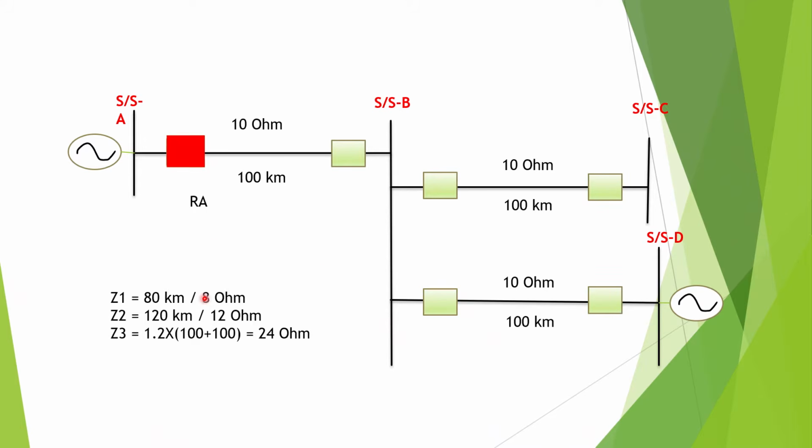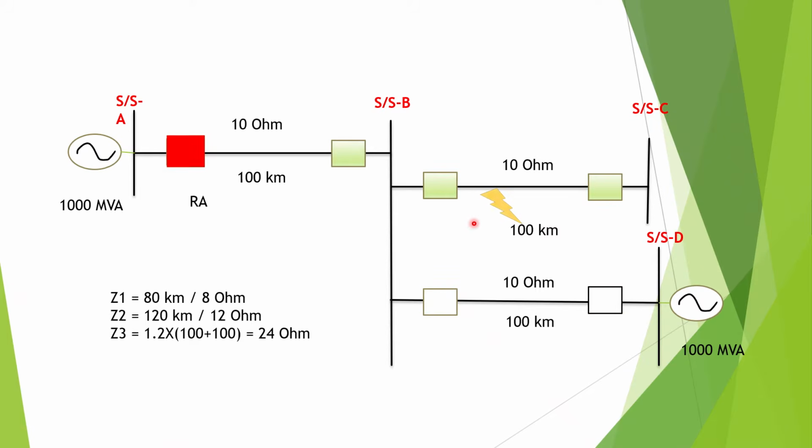So zone 1 for the relay at substation A for line section AB will be 80 kilometer, that is 80% of the line segment, so 80 kilometer or 8 ohm in terms of impedance. Zone 2 will be 120% of the line length, that is 120 kilometer, or 12 ohm. And zone 3 will be 120% of the line segment and the next longest line, and the next longest line is 100 kilometer. So zone 3 setting will be 240 kilometer in terms of line length or 24 ohm in terms of impedance.